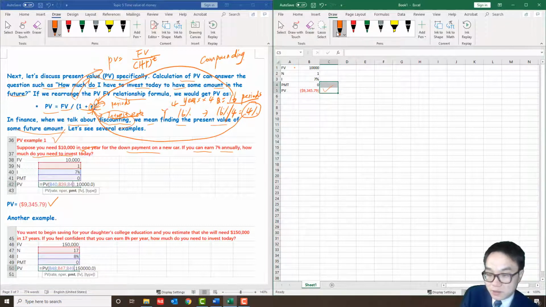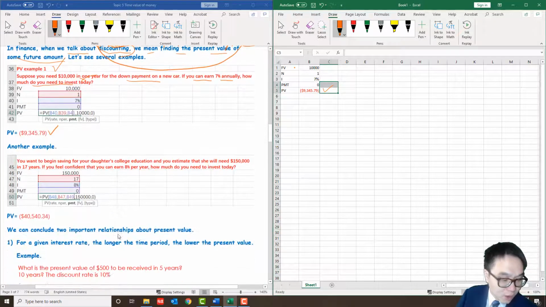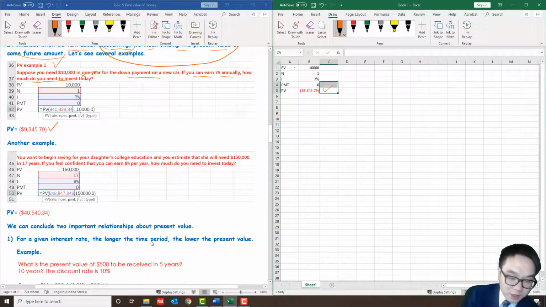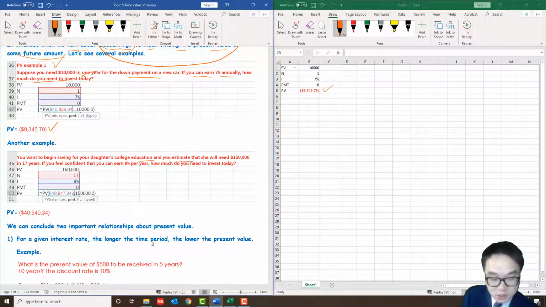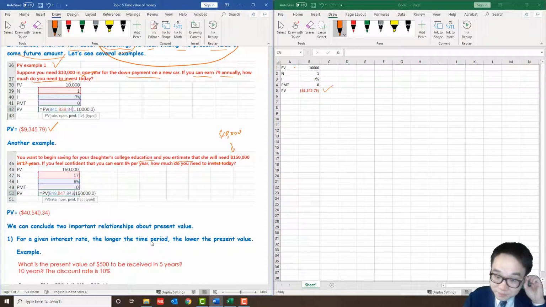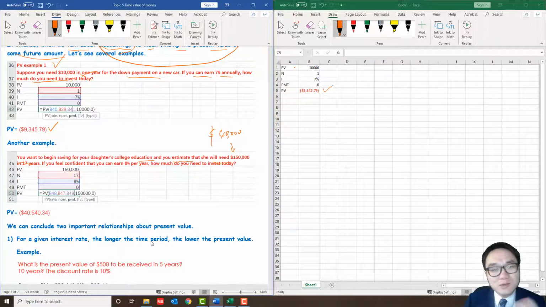Okay, right? Next example, you want to begin saving for your daughter's college education, and you estimate that she will need $150,000 in 17 years. That's around $40,000 a year. Suppose we don't consider inflation. $40,000 a year, is it enough to cover the tuition? Is it enough to cover the college education nowadays? I don't know. You guys are college students. You tell me.